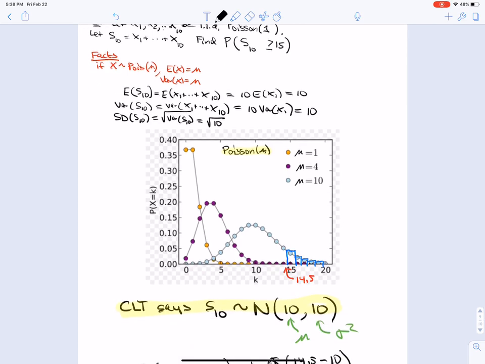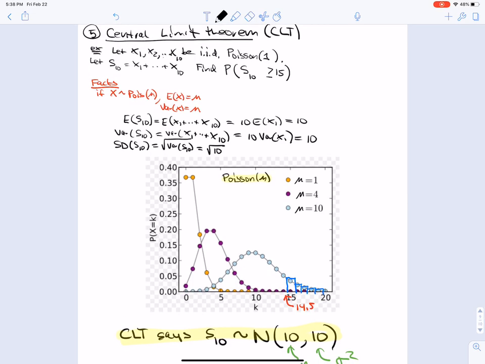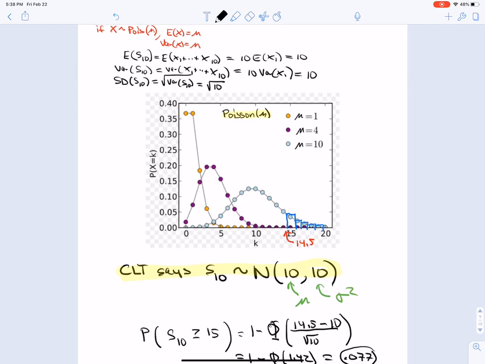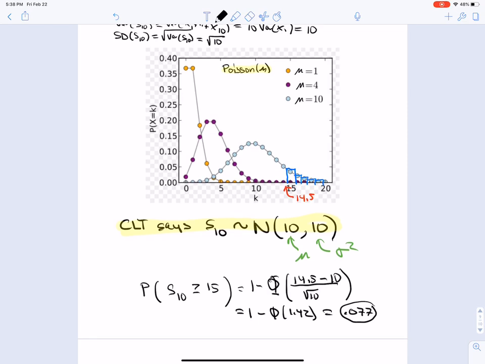Facts about Poisson: the expectation and variance are both mu, so the expectation of S10 is 10, and the variance of S10 is 10. Here's a picture of Poisson with mu equal to 1, and the Poisson with mu equal to 10, which is the S10, and we see that S10 looks approximately normal. What CLT says is that S10 is approximately normal, mean 10, variance 10. You can then find the probability that S10 is greater than 15 just by using this normal approximation involving the CDF phi.